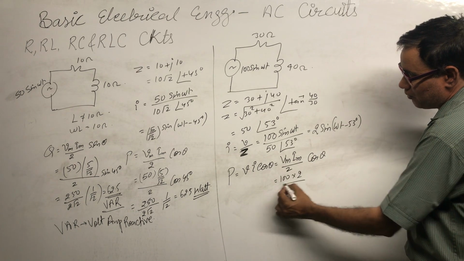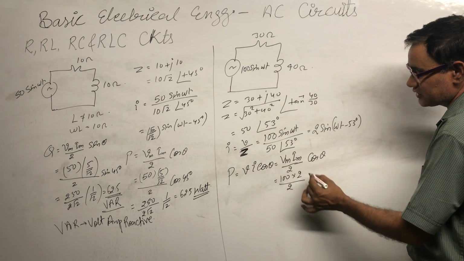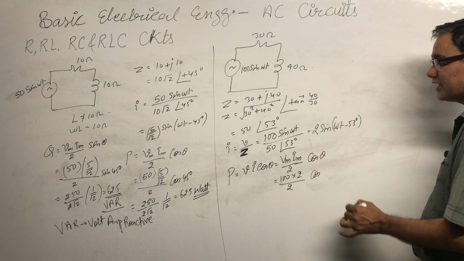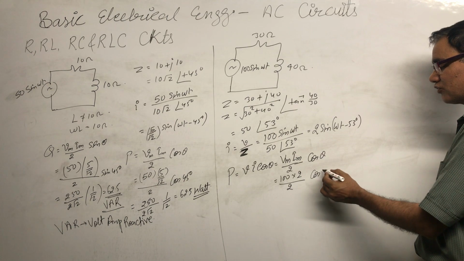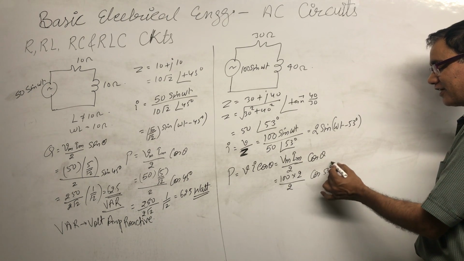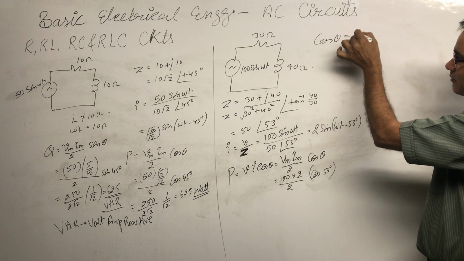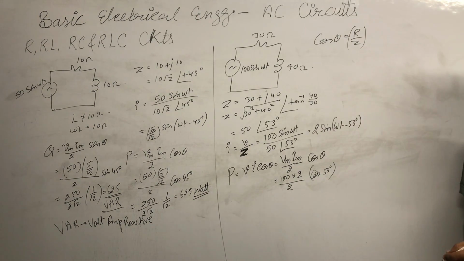Im is 2 by 2. Not Z, it is 2. And cos theta is cos 53 degree. Otherwise, you know the cos theta is nothing but R upon Z. This is the real formula, or easy formula, to calculate.